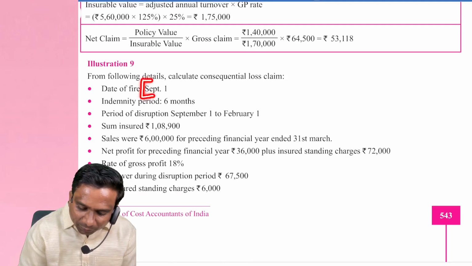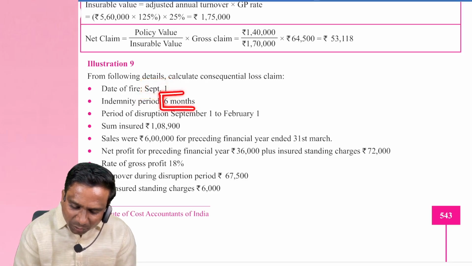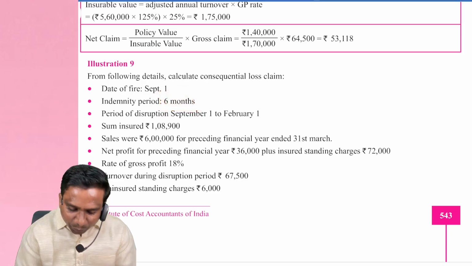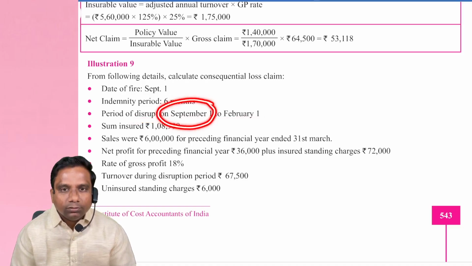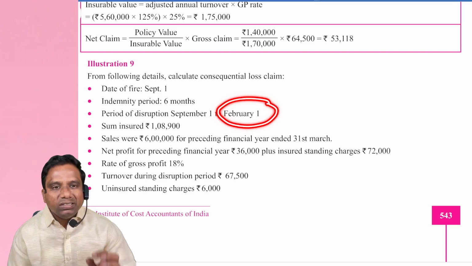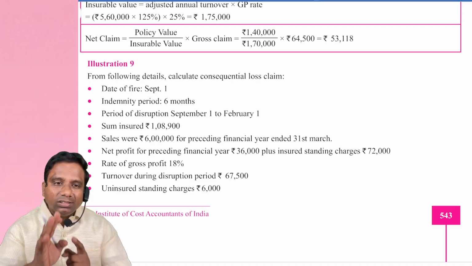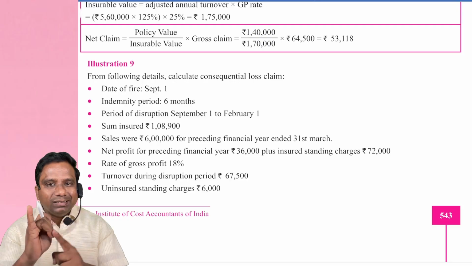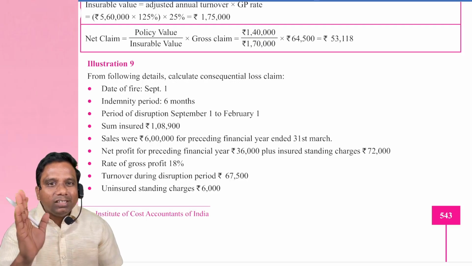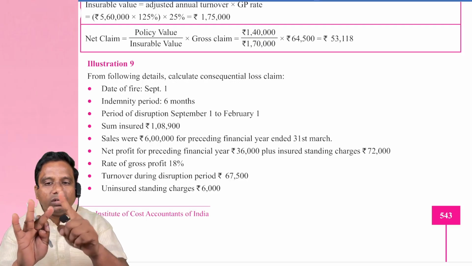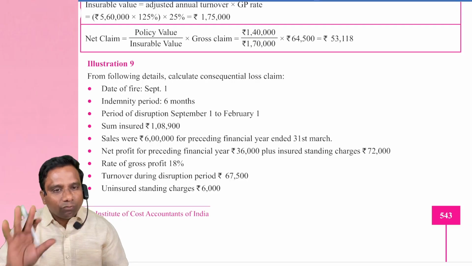First one, date of fire. It is not given here, okay, ignore. September 1st is the date of fire. And the indemnity period is how many months? 6 months. Period of disruption: September 1st to February 1st. On September 1st the fire happened, and on February 1st the business is restored. Calculate the time period: September, October, November, December, January. Don't consider February 1st. That is 5 months. The actual business disruption period is 5 months.